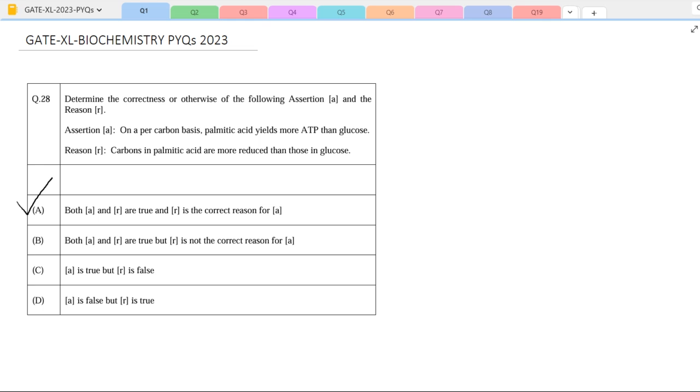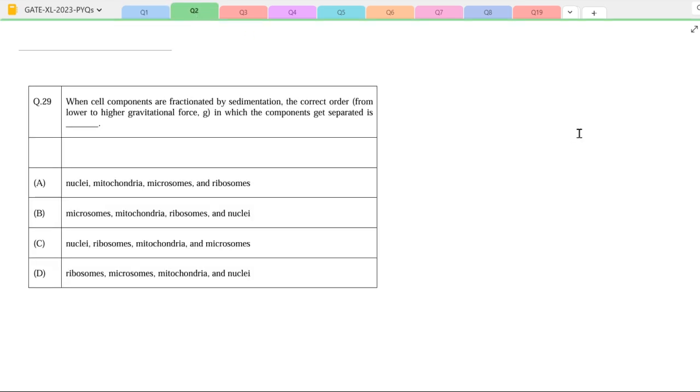So the reason why this option is true is because palmitic acid is actually a 16 carbon chain fatty acid. It's a saturated fatty acid, and upon complete oxidation, it yields close to 129 ATP, and this is definitely greater than what glucose can yield. So that's why the assertion is correct. And definitely the reason why it yields more ATP is because the carbons in palmitic acid are more reduced than those in glucose. So yes, the reason is also true for the assertion. So moving on to the next question.